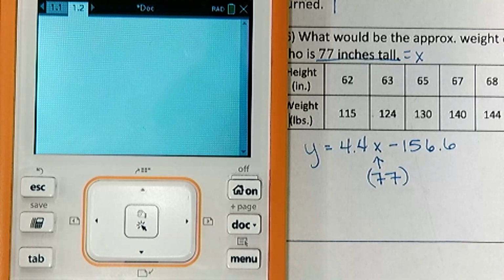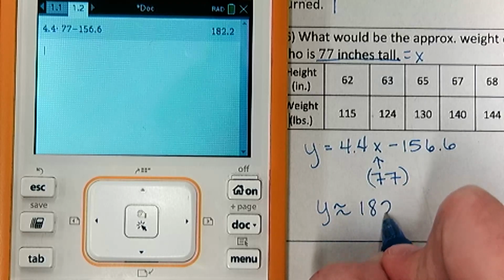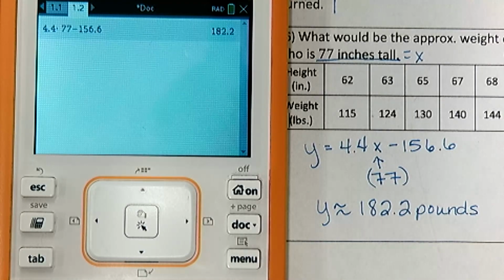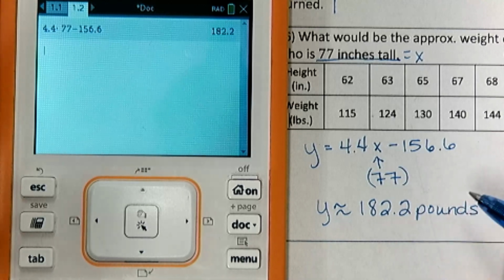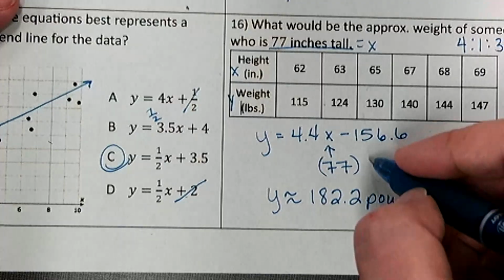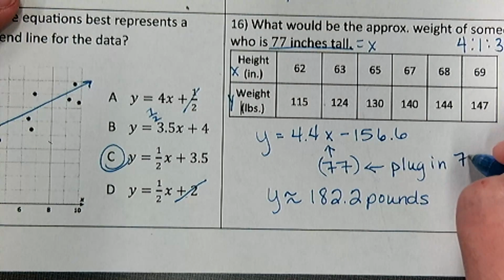So 4.4 times 77 minus 156.6, and I get y is about 182.2 pounds. Now, if this is multiple choice, and it wasn't exactly 182, you could still pick your answer. So make sure that you're going to plug in 77 for X.